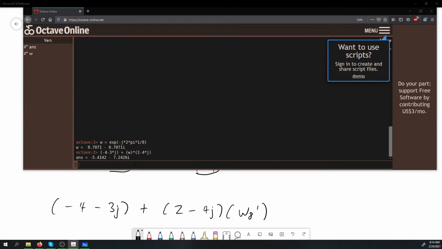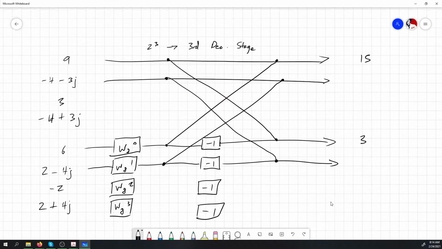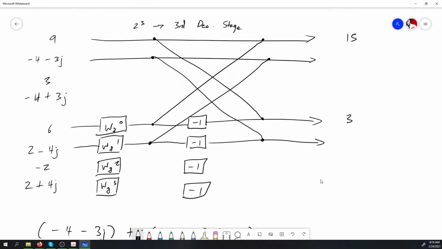Alright, so because we just round our answers to 3 decimal places, we'll just round up or down accordingly based on the 4th decimal place given the calculations. So for this particular one, because we did the calculation here, this one will just resolve to minus 5.414 minus 7.243.